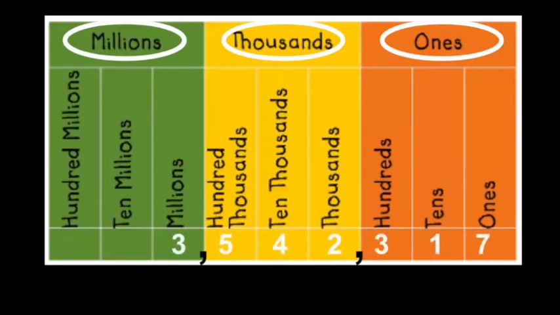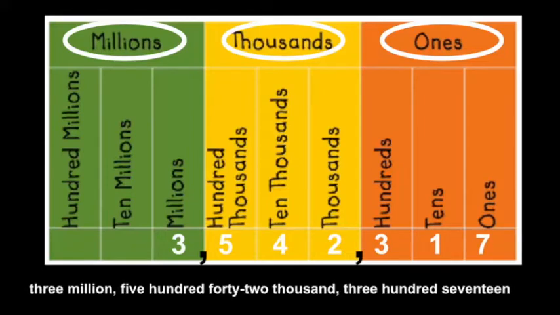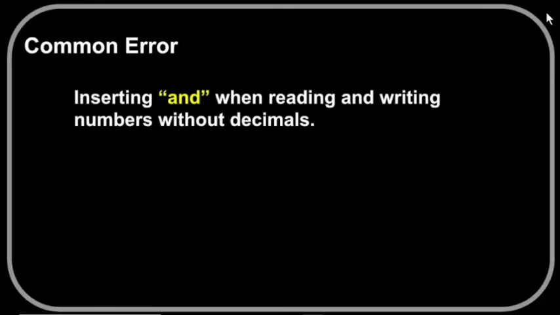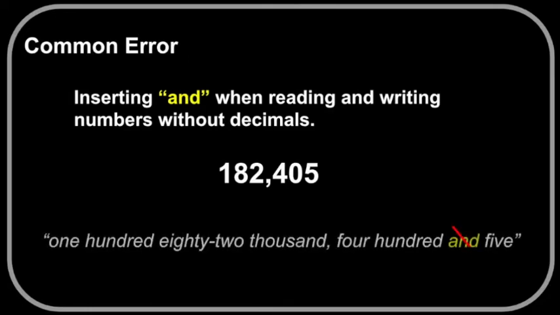For example, this number would be read as 3,542,317. A common error when reading and writing numbers is inserting the word "and." "And" should only be used when reading numbers with decimals to distinguish between whole numbers and decimals. For example, 182,405 is often read incorrectly with an "and," but it should be read without one.